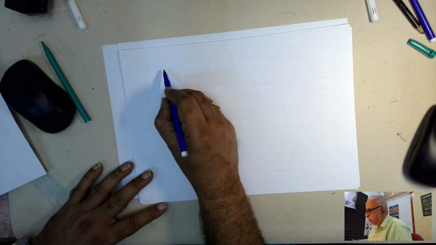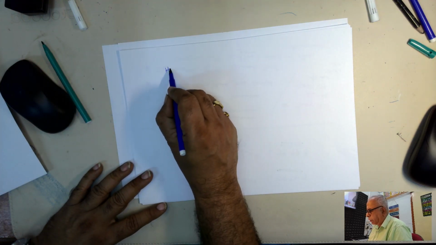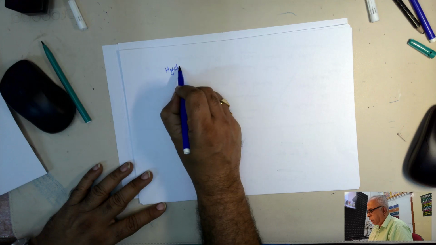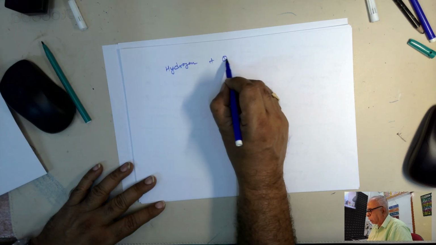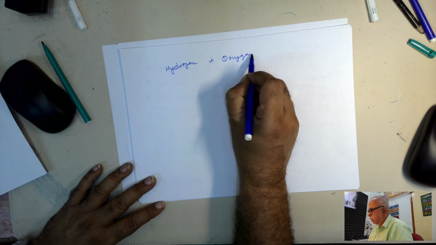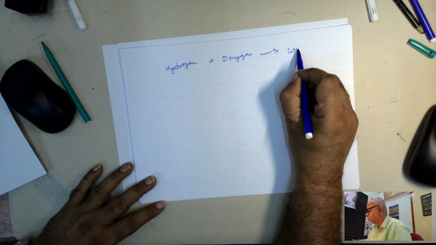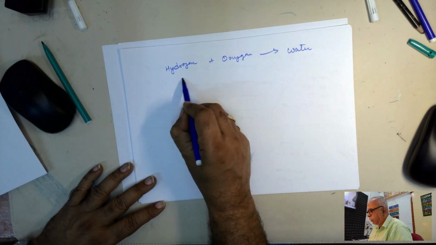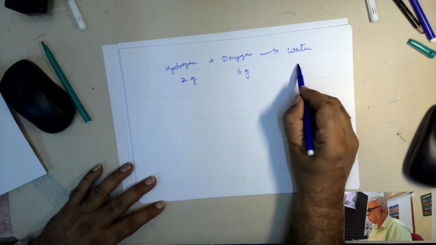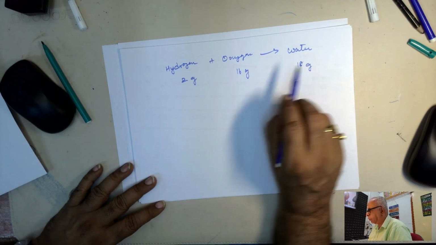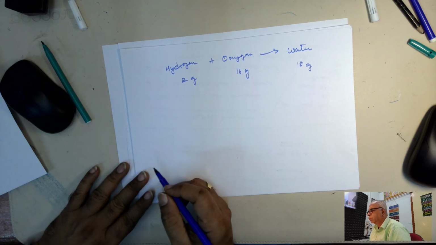Let me say hydrogen combines with oxygen to form what? Water. Is that not? How many gram? 2 gram. And here 16 gram. So that you are able to get 18 grams. Got it? Okay.